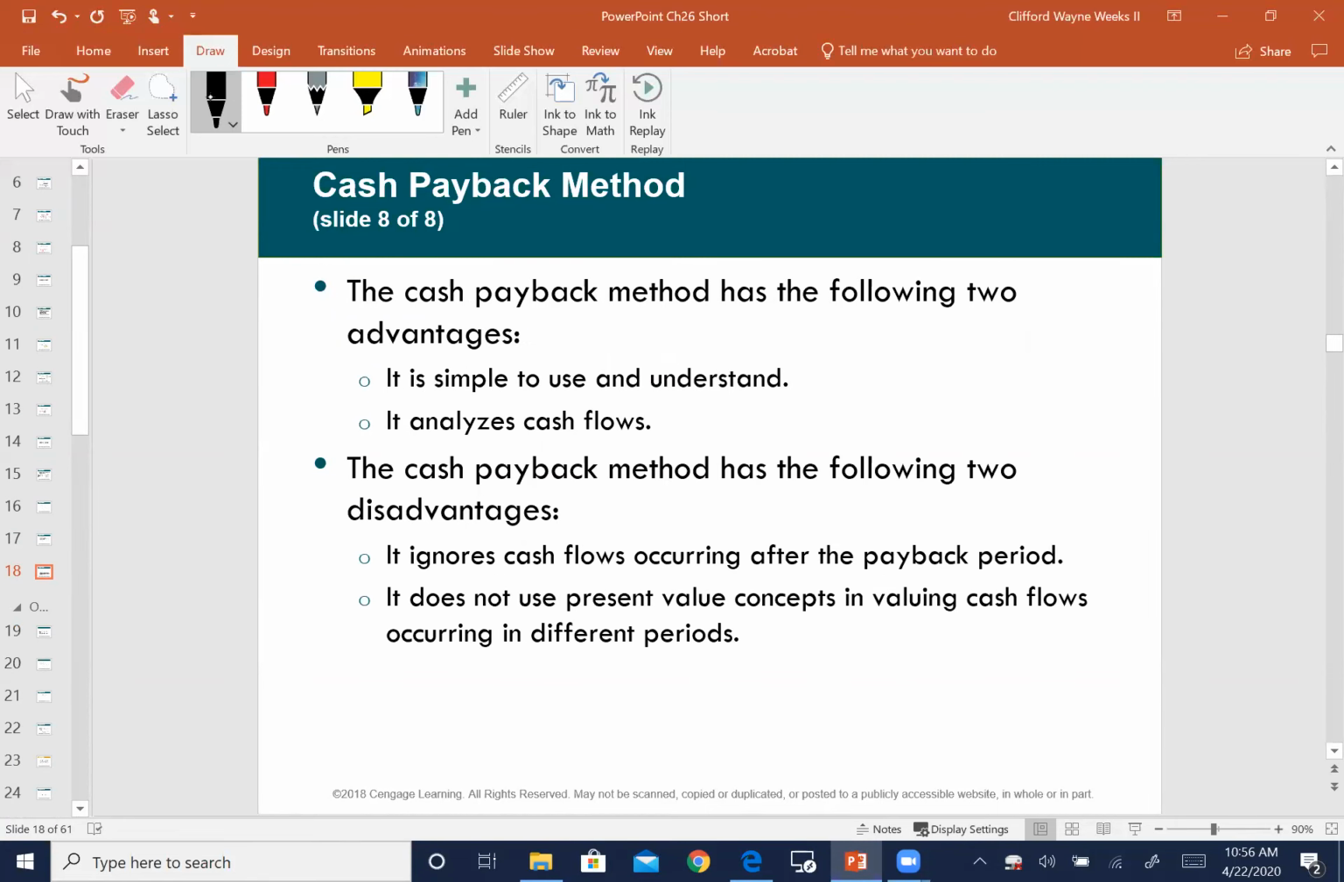The cash payback method has the following 2 advantages. Again, it's simple, and instead of looking at income, it looks at cash flows. However, the disadvantages: it ignores cash flows after the payback period, and this is what I was trying to highlight. And it doesn't take into account present value concepts. It's making the assumption that $1 today is worth $1 a year from now. And as we know, that's not the case. Money is not free. There's a cost to money, and that is interest. And so the time value of money is interest expense.